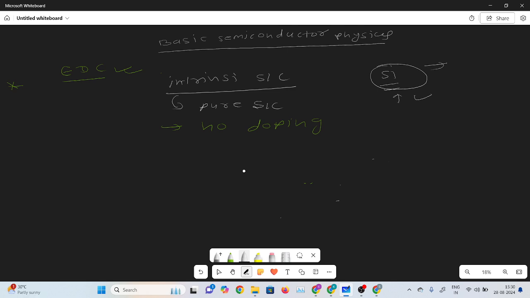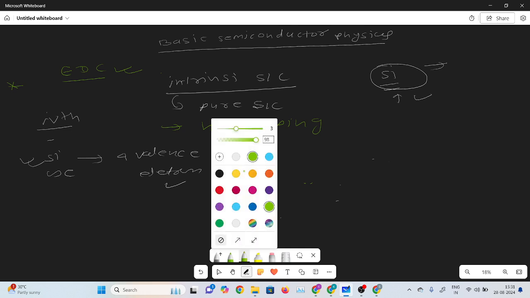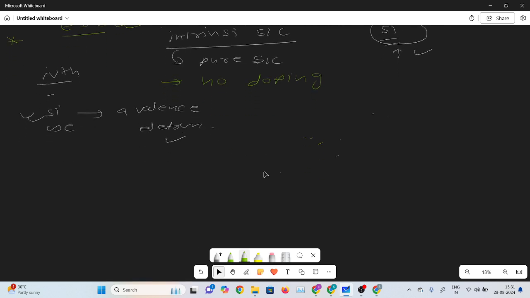I am taking silicon as the example. Silicon is a fourth group element in the periodic table: carbon, silicon, and germanium. Silicon is a fourth group element, so it has four valence electrons, and only the valence electrons contribute to bond formation. In bond formation, only the valence electrons take part.